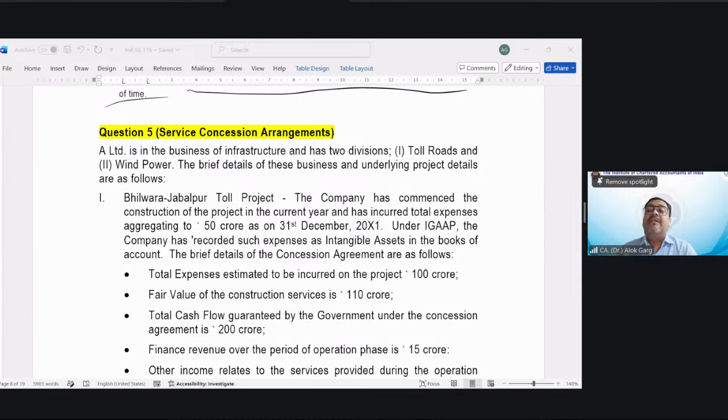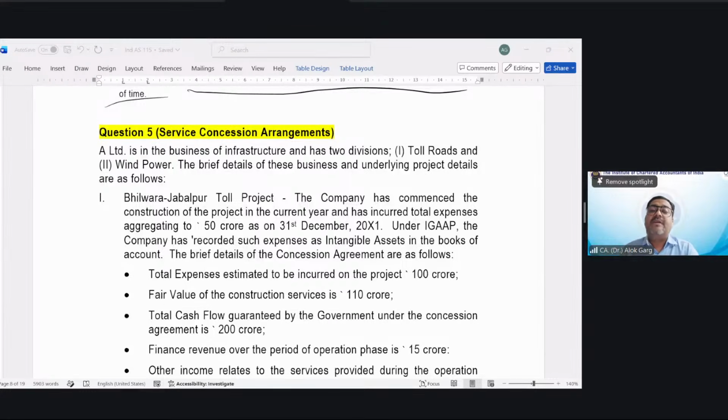For example, they will allow this infra developer, the road developer, to collect the toll for another 20 or 30 years. Okay. So by spending 200 crore, 300 crores, they are getting a right to collect toll for another, for example, 20 years. Okay. So this will be their income. This is known as a service concession arrangement.